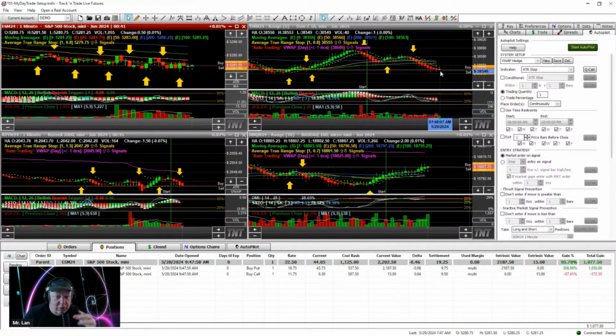So right now we're just waiting for it to cross the VWAP. All right. If the market doesn't cross the VWAP, we're in trouble.